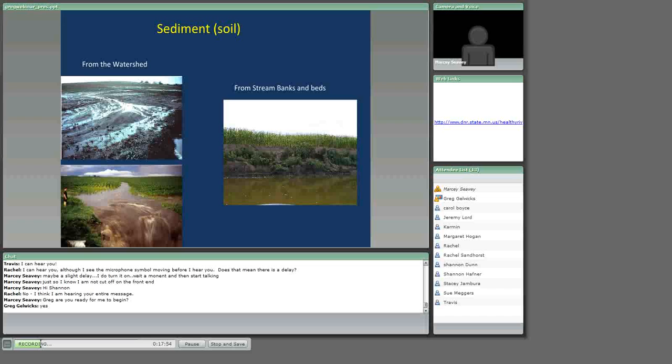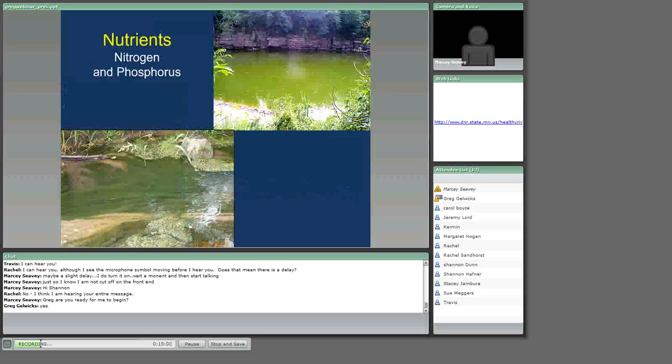Another of the major pollutants that affect streams in Iowa are nutrients. And while nutrients are important to streams, excess amounts of nutrients can have harmful effects and can cause algae blooms and excessive algae growth on the bottom of streams that can harm aquatic life.